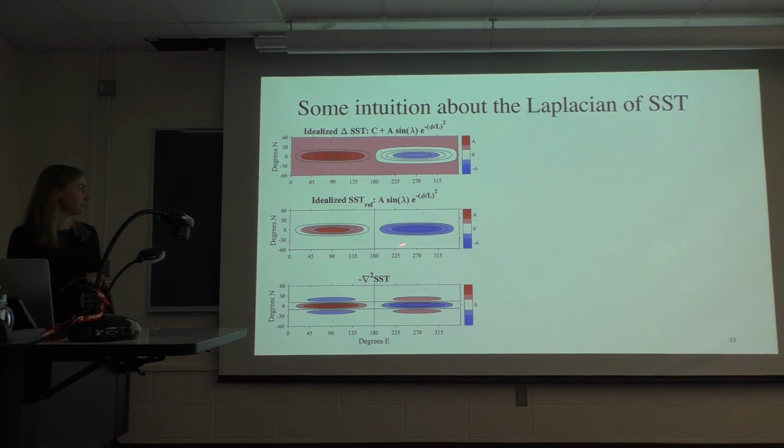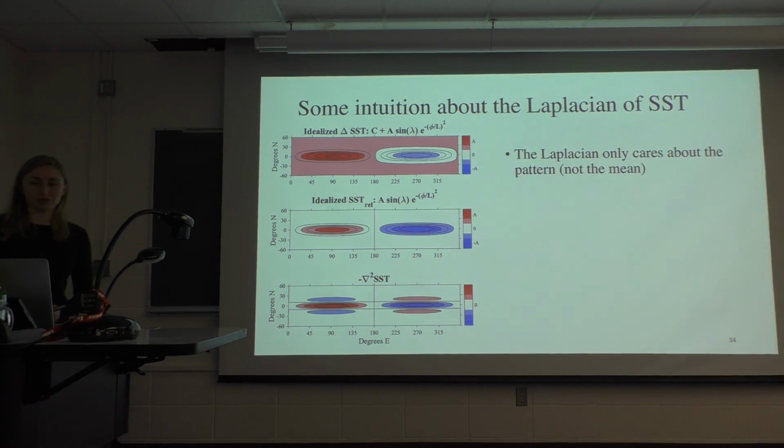This is what it looks like for relative SST, right? That's what was important for that warmer get wetter mechanism. And so we just subtract off the mean pretty much to get the change in relative SST. And so this is what it looks like. And then if we take the Laplacian of SST, this is what it looks like. This is actually the negative, because that's what we end up using.